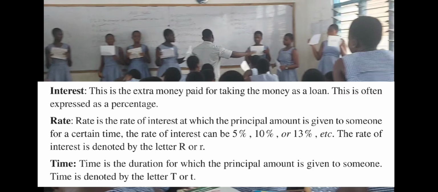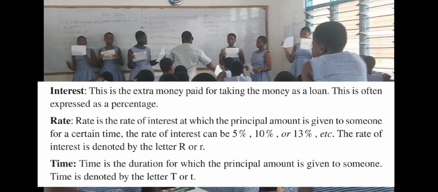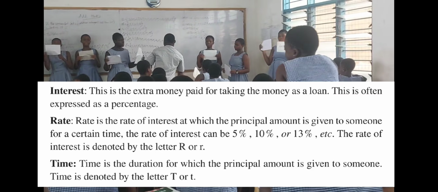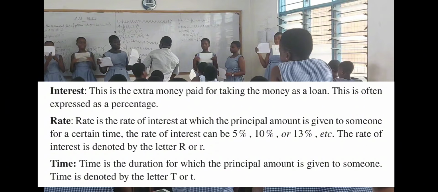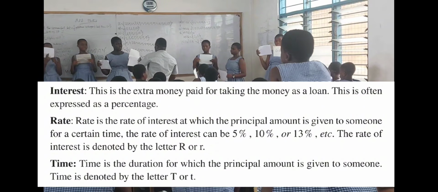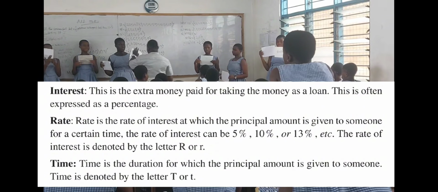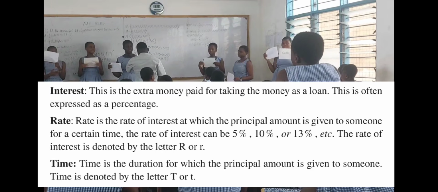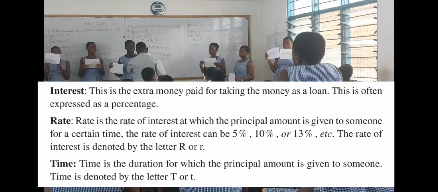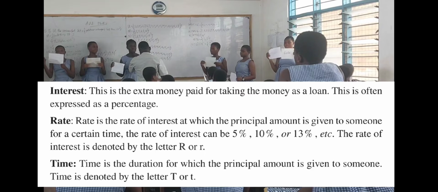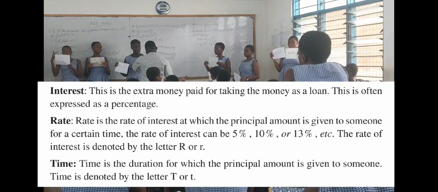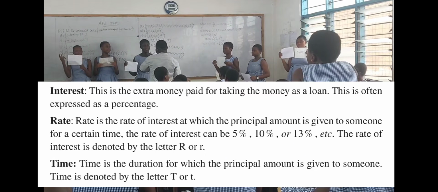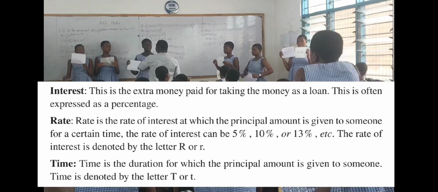Interest. This is the extra money paid for taking the money as a loan. This is often expressed as a percentage. So the interest is the amount of money you are adding to what you went to take from the bank, right? That is in a case where you went to borrow any money. The interest is the amount of money you are adding to it.